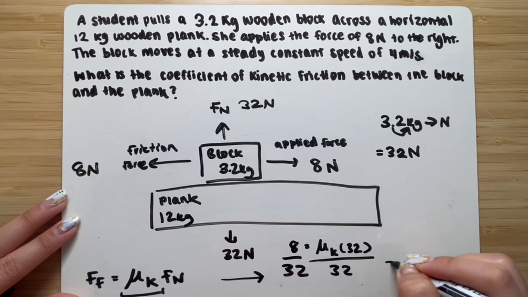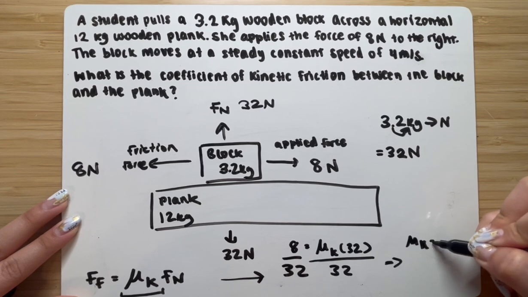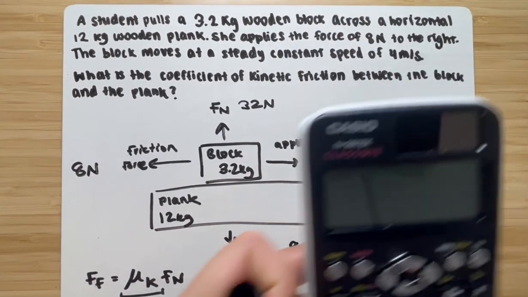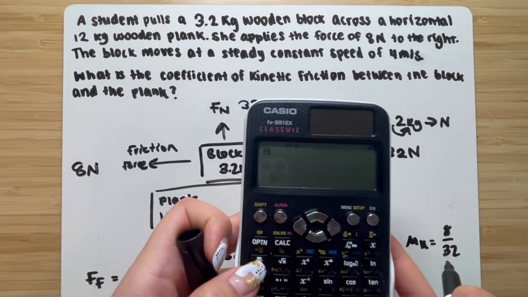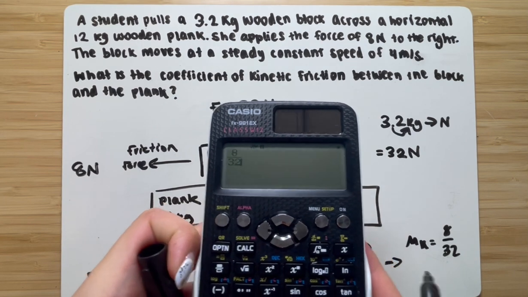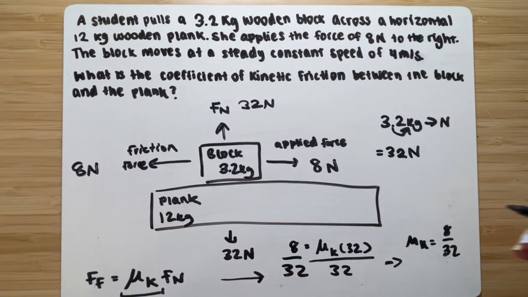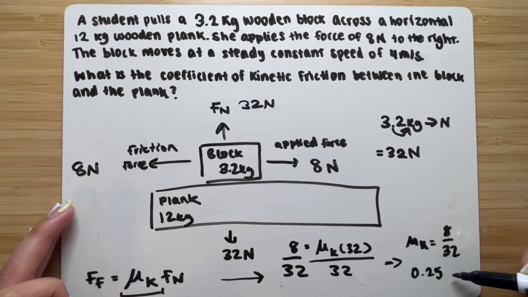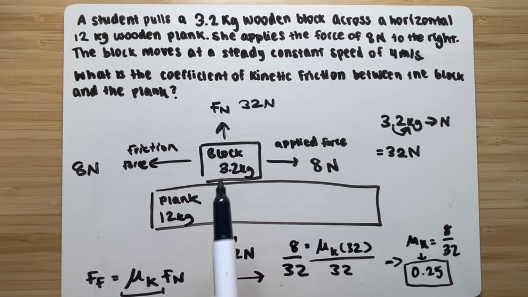Now we divide both sides and solve for mu K. You get mu K equals 8 over 32. On your calculator, 8 over 32 gives 1/4, which is 0.25. So you have 0.25. This is your coefficient of kinetic friction between the block and the plank.